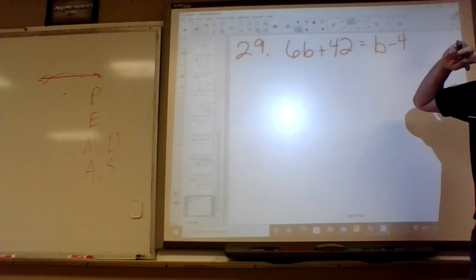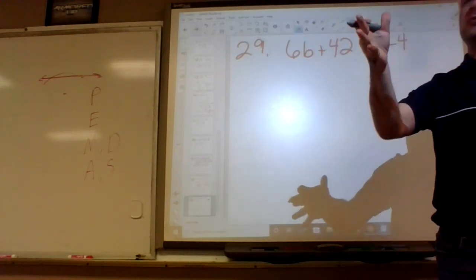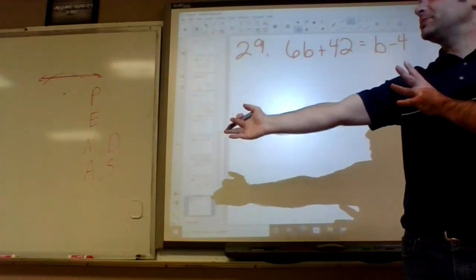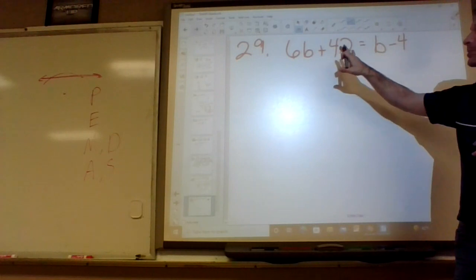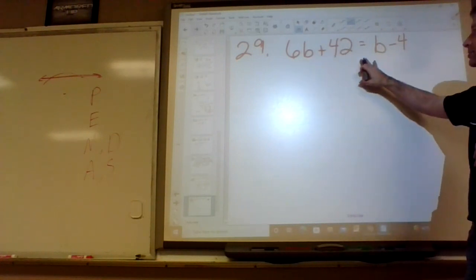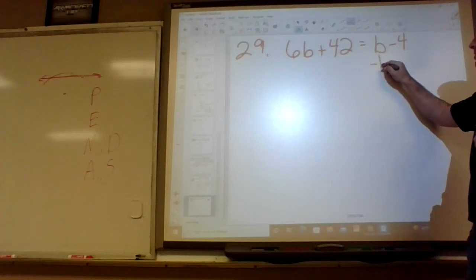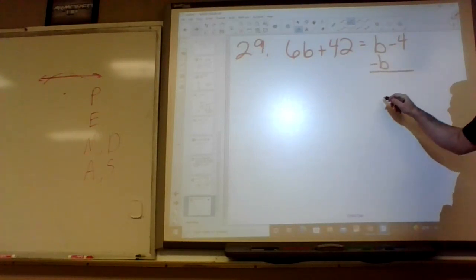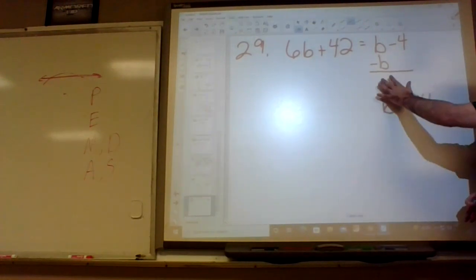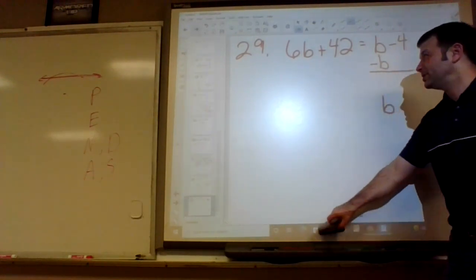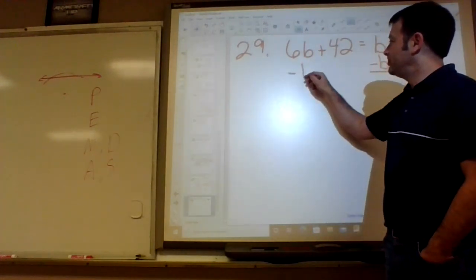You do something. If you got b's, our goal is to get b by itself on one side, so it says b equals something. So if we got b's on both sides of the equation, we want to get rid of them on one of the sides. So how could I get rid of this b? You add. Since it's a positive, this is kind of like b plus negative 4, so since it's an added value, you take it away. Subtract b on both sides. What's 6b minus b?